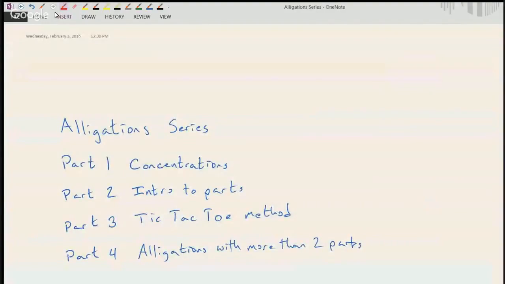Hello, pharmacy professionals. Welcome to the first of a four-part series on allegations, perhaps the most confusing calculation that pharmacy technicians and even student pharmacists have to learn. An allegation is one where you are mixing two different concentrations to make a third, and you have to calculate how much of each.